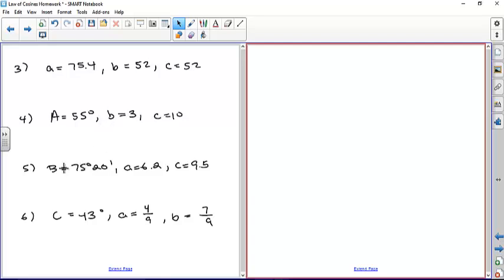The same way here, we're given angle B, we're given sides A and C. Here we're given angle C, we're given sides A and B. So all of these require the law of cosines.